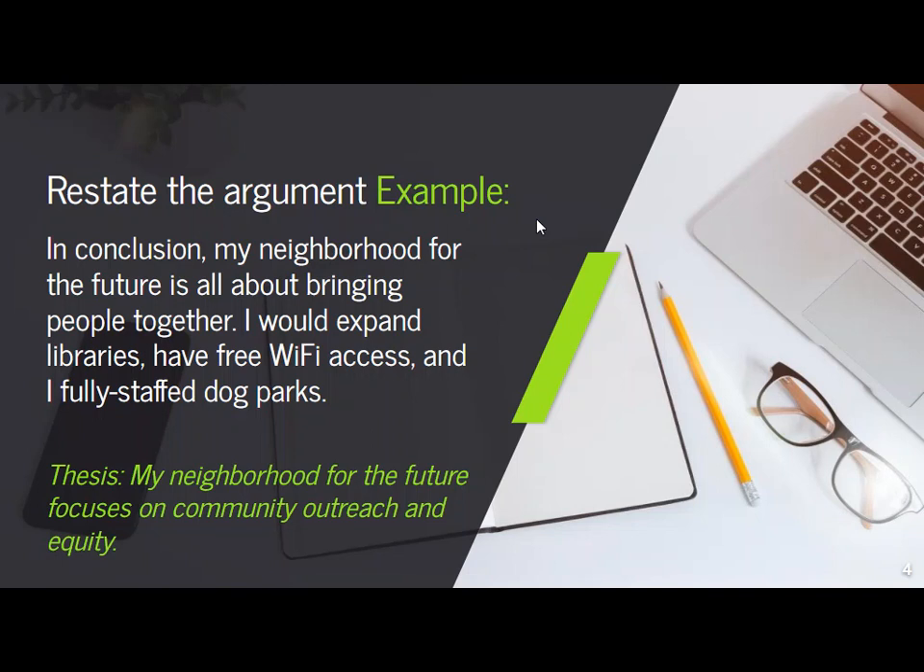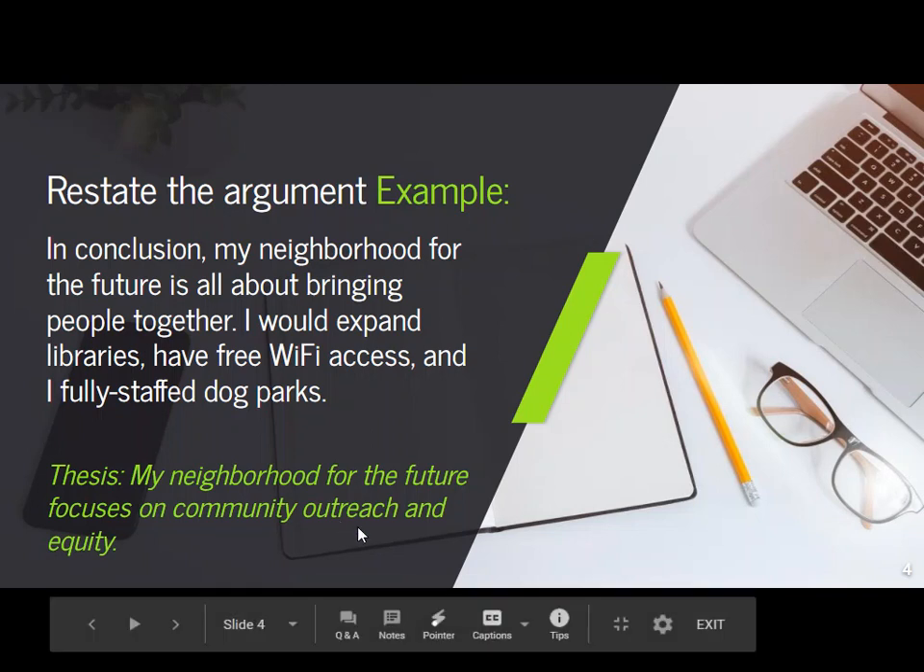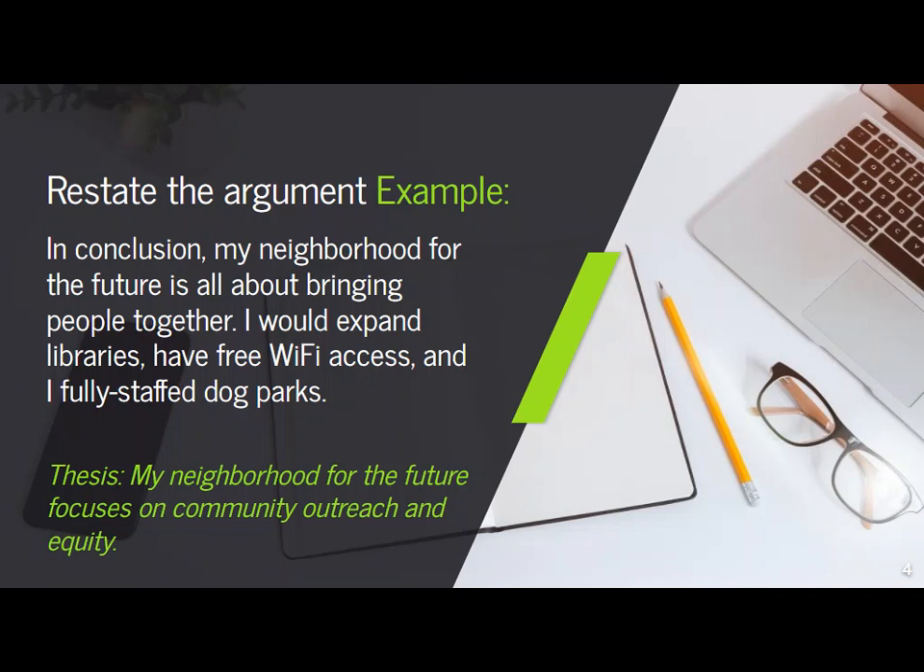So the thesis statement for this overall essay is at the bottom. Let's take a look. My Neighborhood for the Future focuses on community outreach and equity. So now let's take a look at how I'm going to restate that, not using the exact same words in my conclusion paragraph. In conclusion, My Neighborhood for the Future is all about bringing people together. I would expand libraries, have free Wi-Fi access, and fully staffed dog parks. So notice how I didn't say the exact same words about community outreach and equity, but I'm still mentioning my claims.